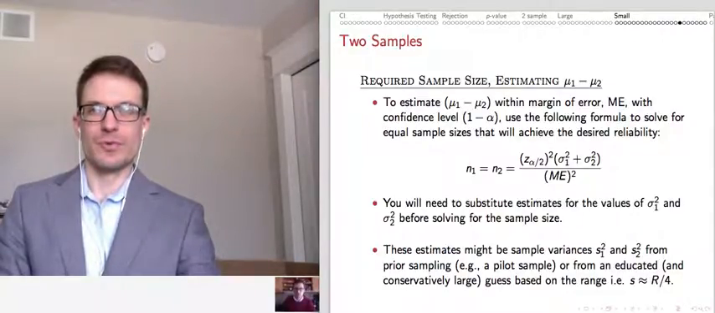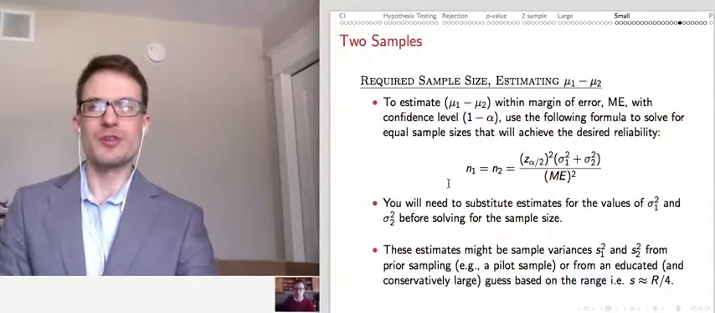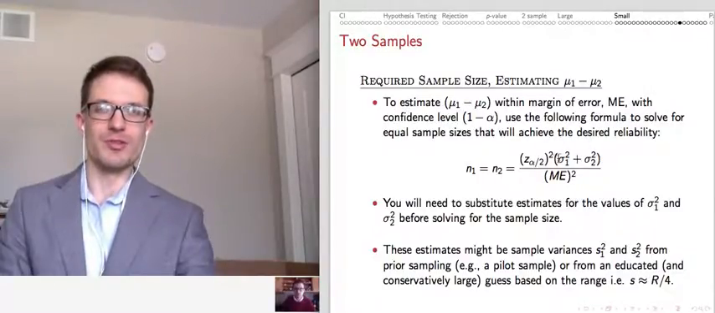Okay, so let's talk about margin of error and sample size a little bit right now. We can find the required sample size to estimate the difference of means reliably. This is just the same formula as for the single sample case, but we use the sum of population variances. So ultimately, this will very likely require that we use estimates for the population variances.